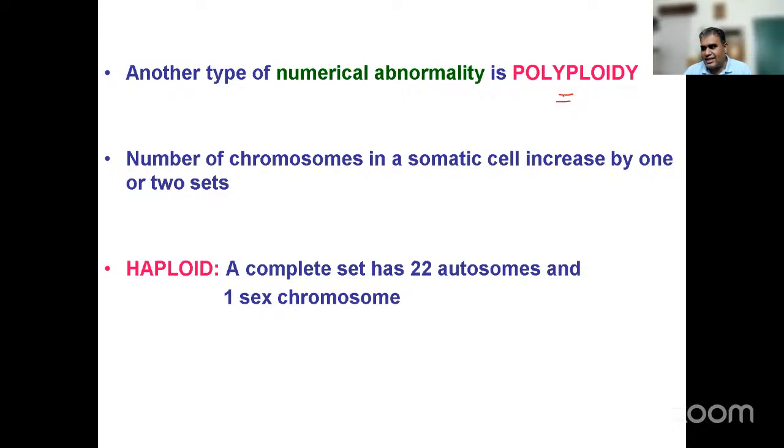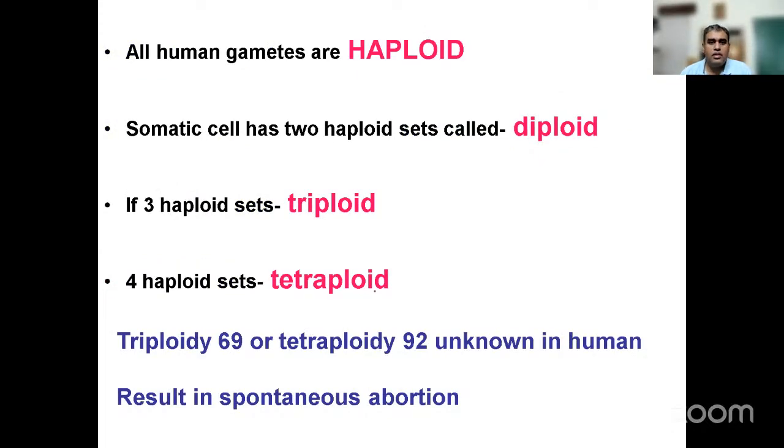So this whole increase in the set of the somatic cells is an increase in the set of the chromosomes. Haploid is a complete set, with 22 autosomes and one sex chromosome. Normally we know it's diploid, right? It is haploid when we have a set of 22 autosomes and only one sex chromosome. All human gametes are only haploid.